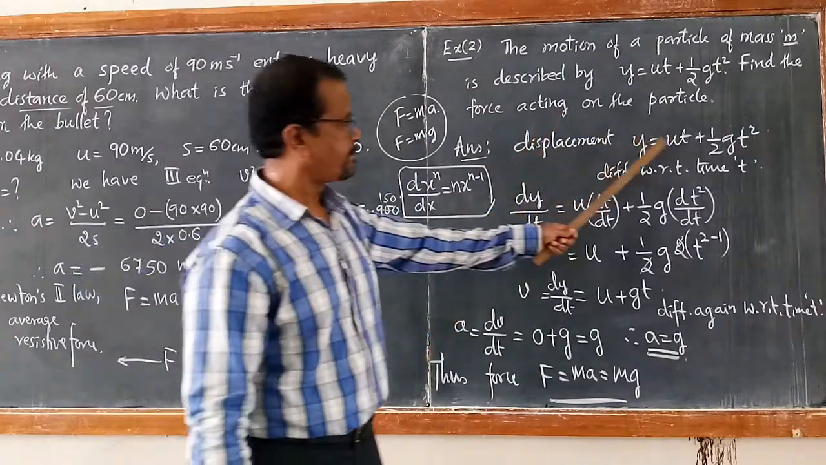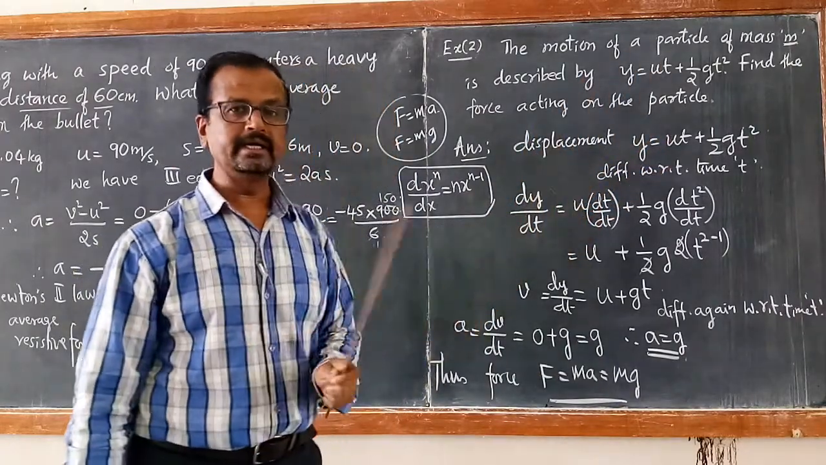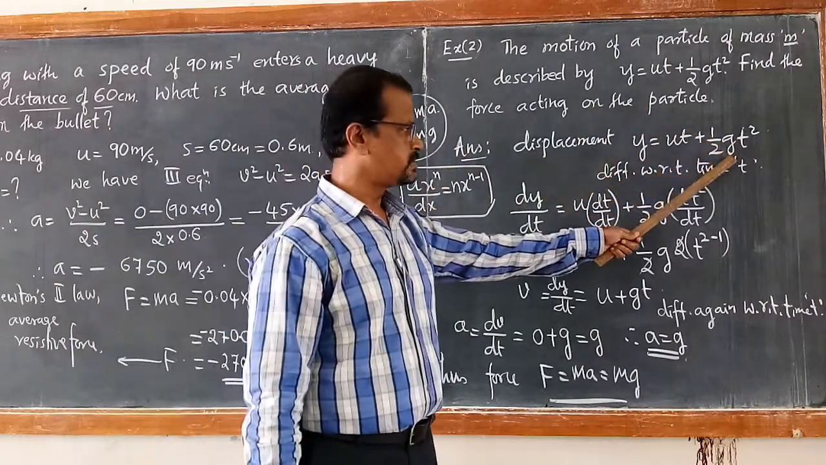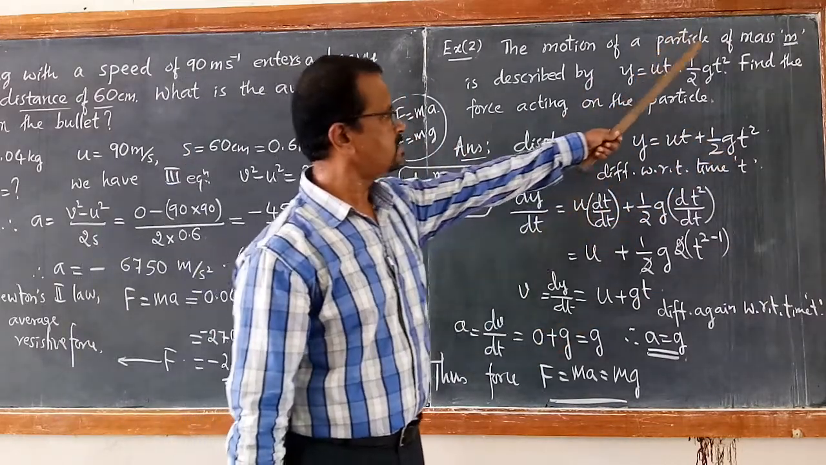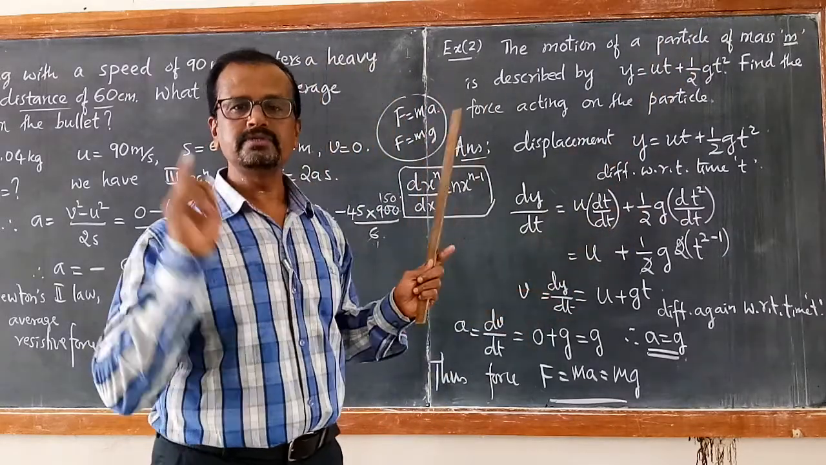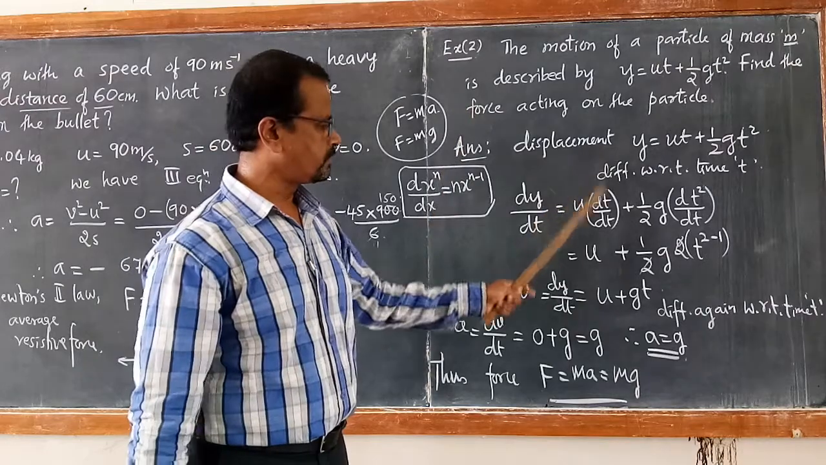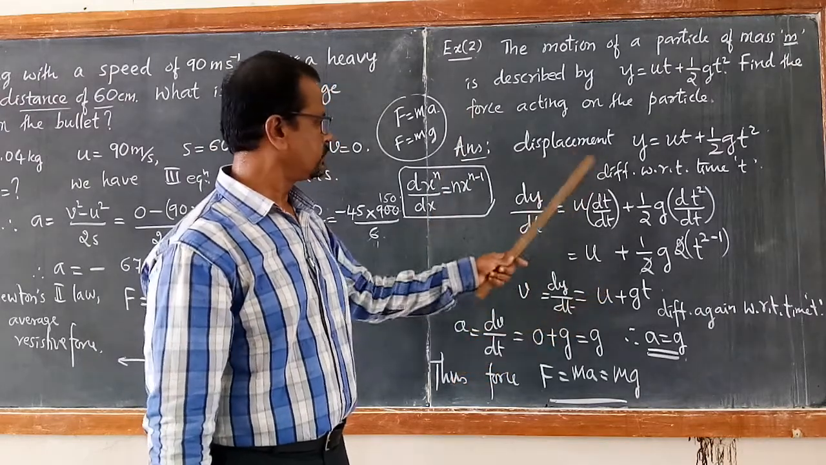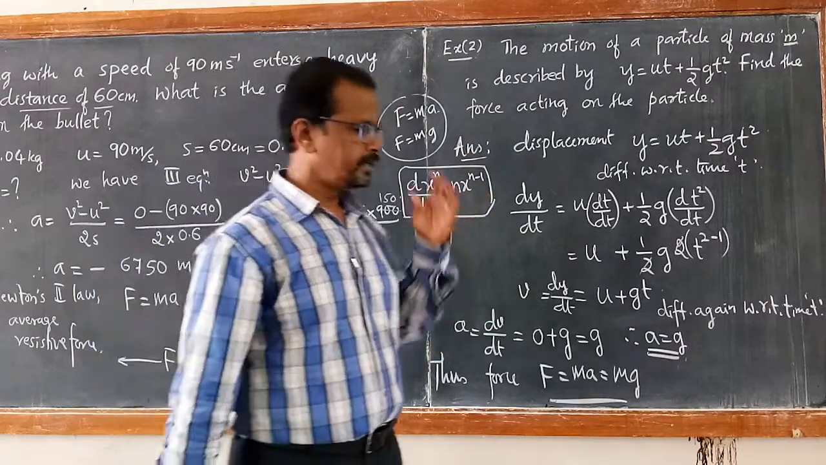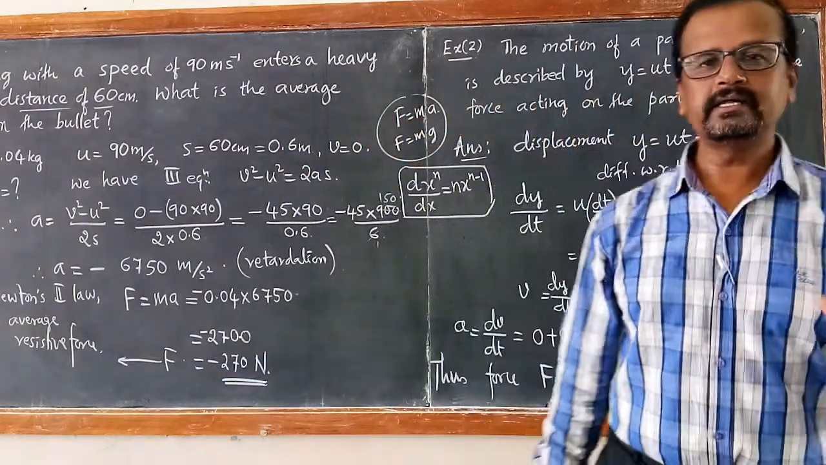So if you look at the equation itself, immediately it should flash in your mind that acceleration is g, which is constant. So mass is m. So m into acceleration gives us force, m into g. Even if you do not go through this, you can still get the answer. So in that way you have to think and get the result.